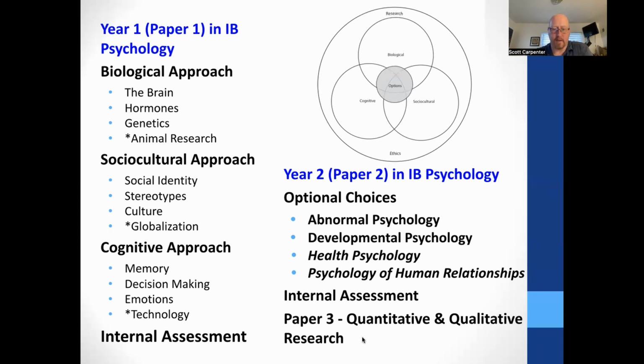The other component of IB psychology, which runs throughout the course, however, in year two we have a greater emphasis, is the paper three components, which is a dive into quantitative and qualitative research. The way that works is the IB would give you a little write-up of a quantitative or a qualitative research study, and you need to analyze that write-up according to three prompts that they're going to ask you. The prompts stay the same. The write-up actually changes depending on the year of the exam.